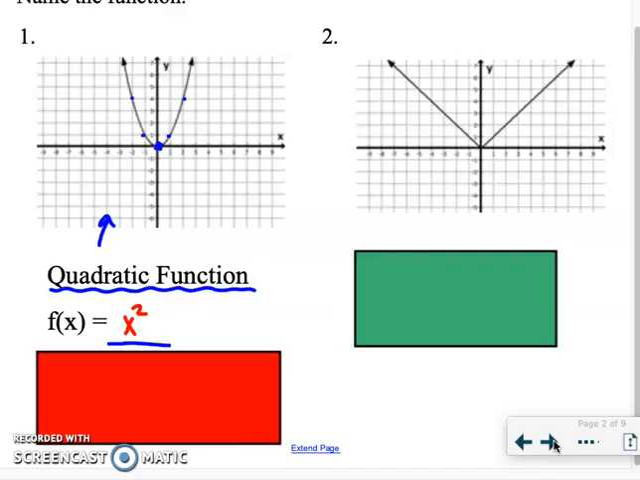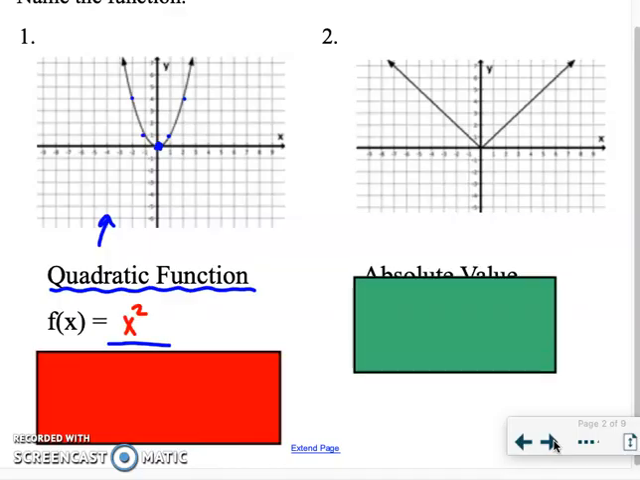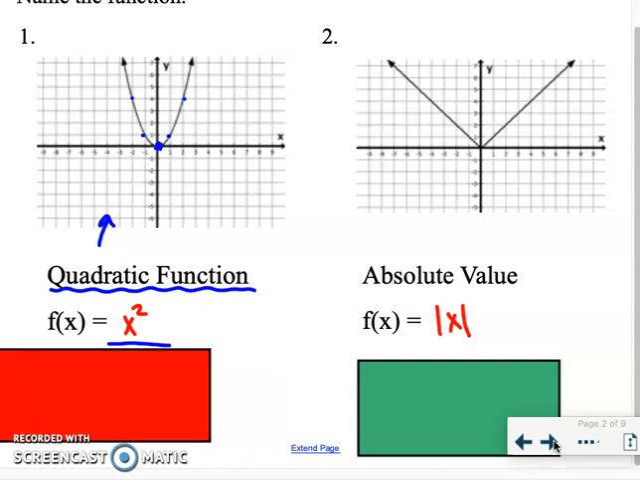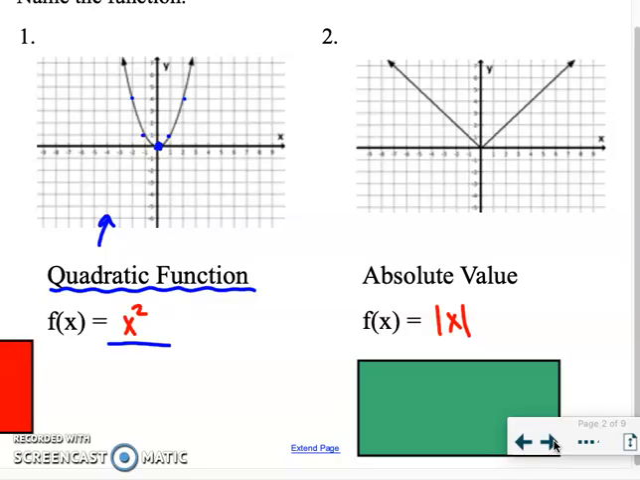So in number 2, when we look up here, that V shape is going to be the absolute value function. We have f of x is equal to the absolute value of x. And I know that some people seem to be a little concerned with domain and range. Again, we will see some domain and range on the quiz, but not necessarily on the front side like this. But hey, a little bit of practice never hurts.